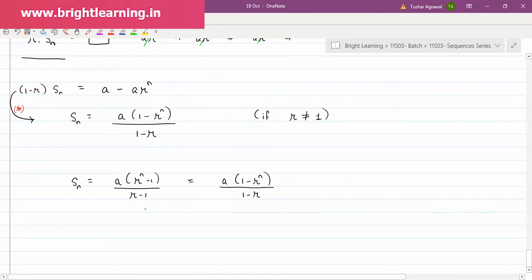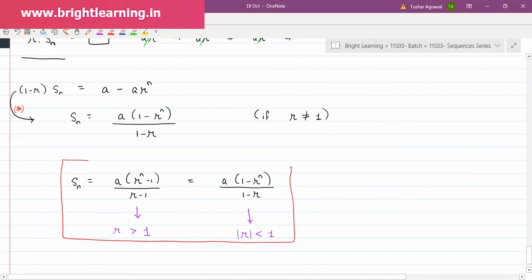Okay. This one we generally use when r is greater than 1, because the denominator r minus 1 and numerator r to the power n minus 1 are positive. And this formula we generally use when the magnitude of r is less than 1. Magnitude of r means it's a proper fraction between 0 and 1. Got it? This is the result of Sn. They both are one and the same thing. I just multiplied the numerator and denominator by minus 1 and minus 1. One and the same result.